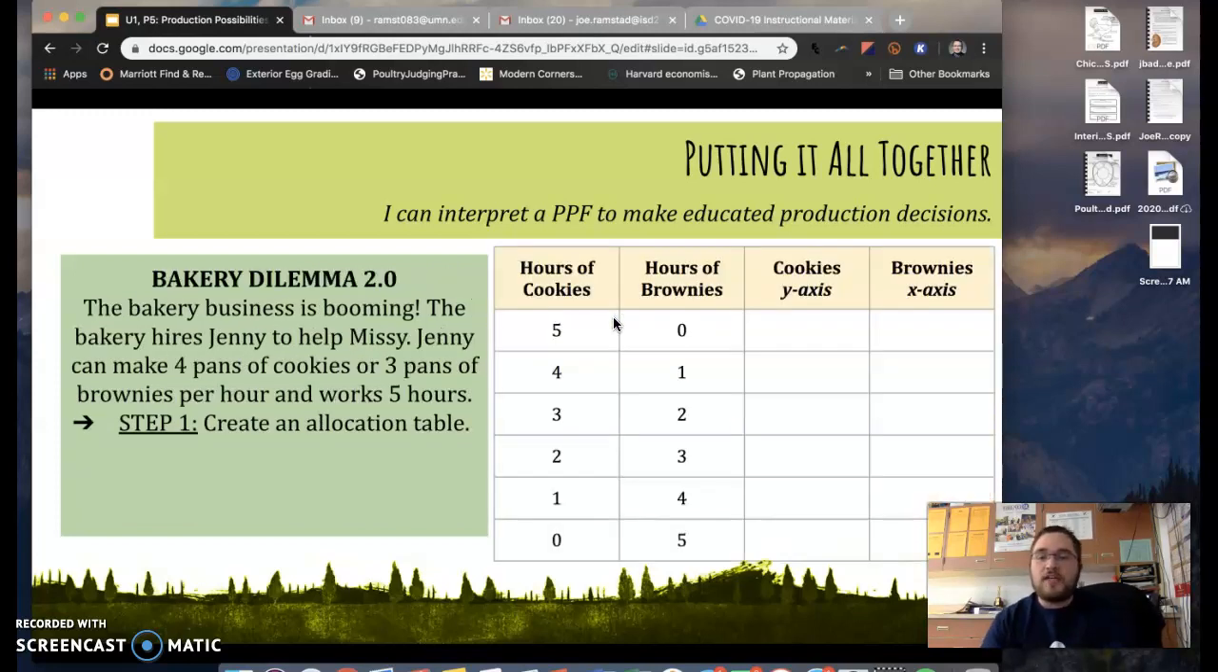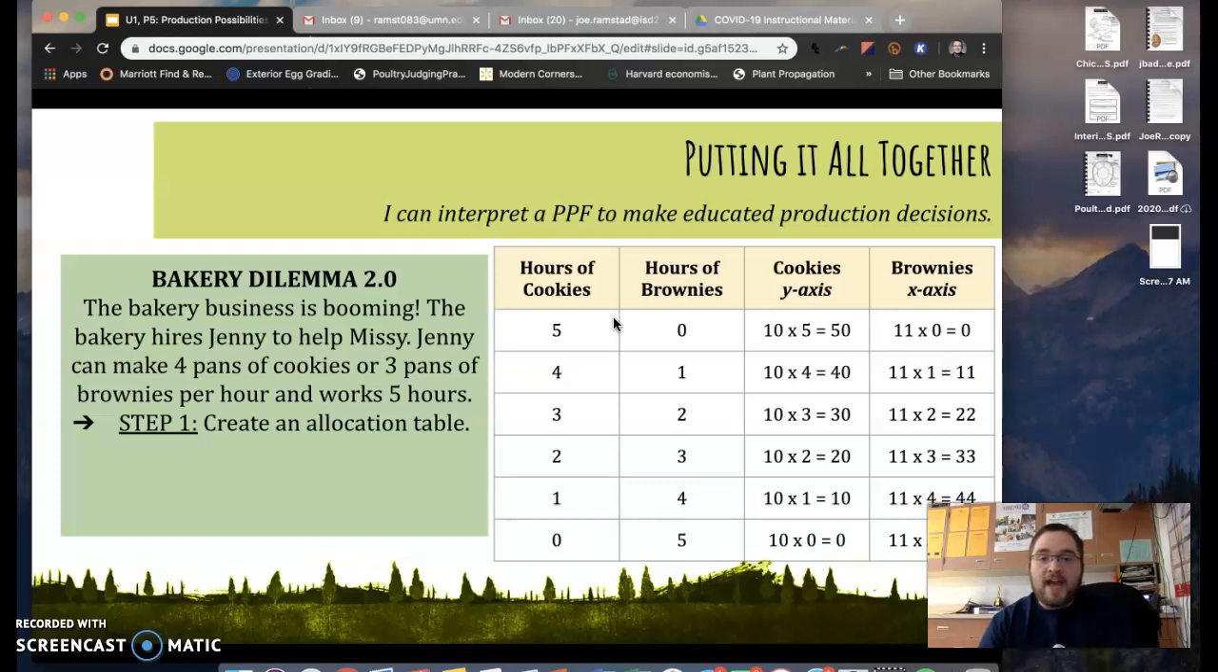So the first thing is we're going to make our allocation table. So we have our hours for cookies and brownies and possibilities plotted there. We know that if Missy is able to produce 6 pans of cookies in an hour and Jenny's able to do 4, as a team, they can produce up to 10 pans per hour. And with brownies, same thing. Missy can produce 8 pans, Jenny can produce 3 pans, so 8 plus 3 is 11. So we take 10 and 11 respectively, multiplied by the hours to make our possibilities.